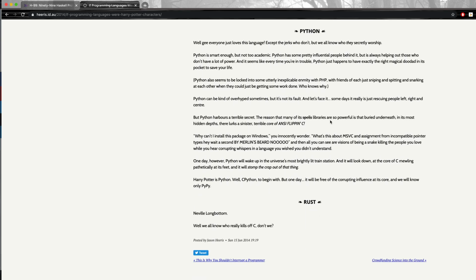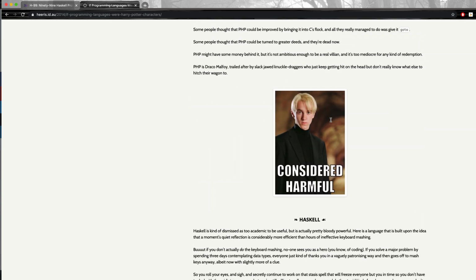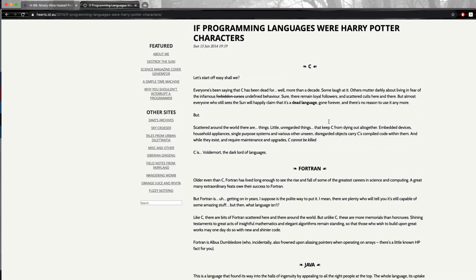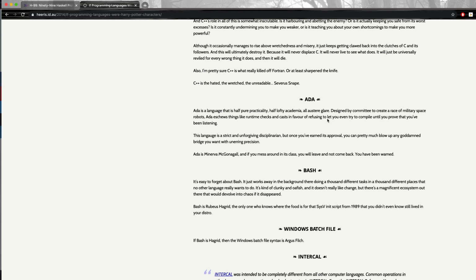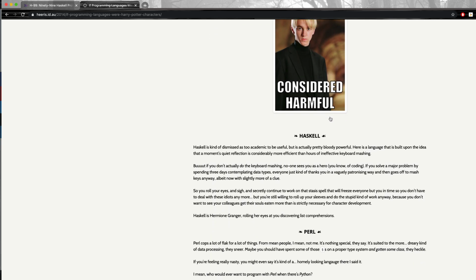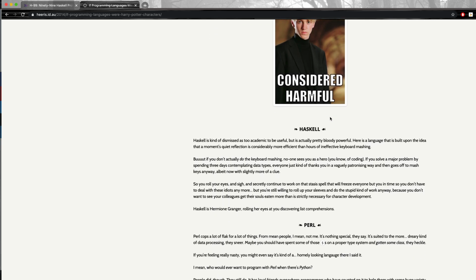I'll not tell, so let's not spoil this article for you. Go ahead and read it. It's really decent. And I was saying why I chose Haskell. In this article, they assigned Haskell to Hermione Granger, and I really love Hermione Granger. So that's why I chose Haskell as the first functional programming language I would learn.